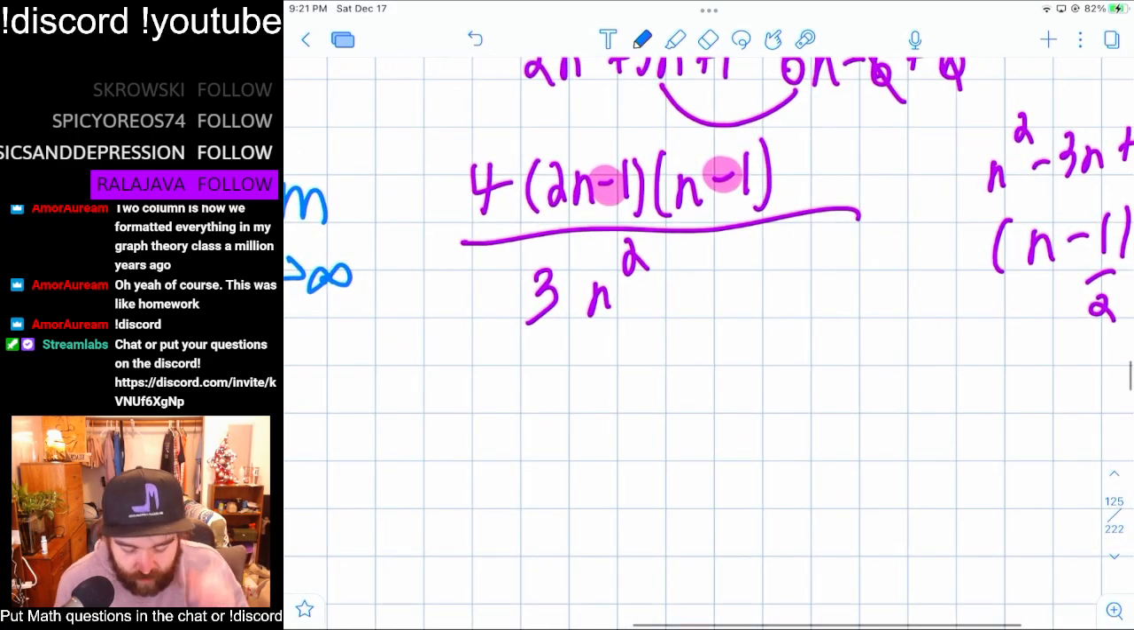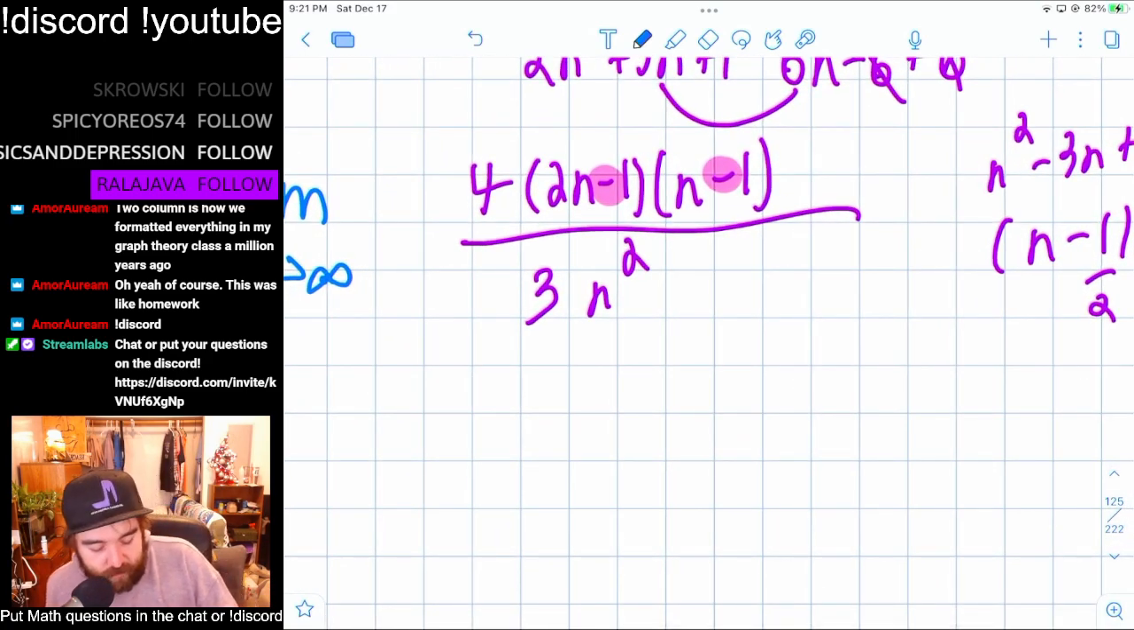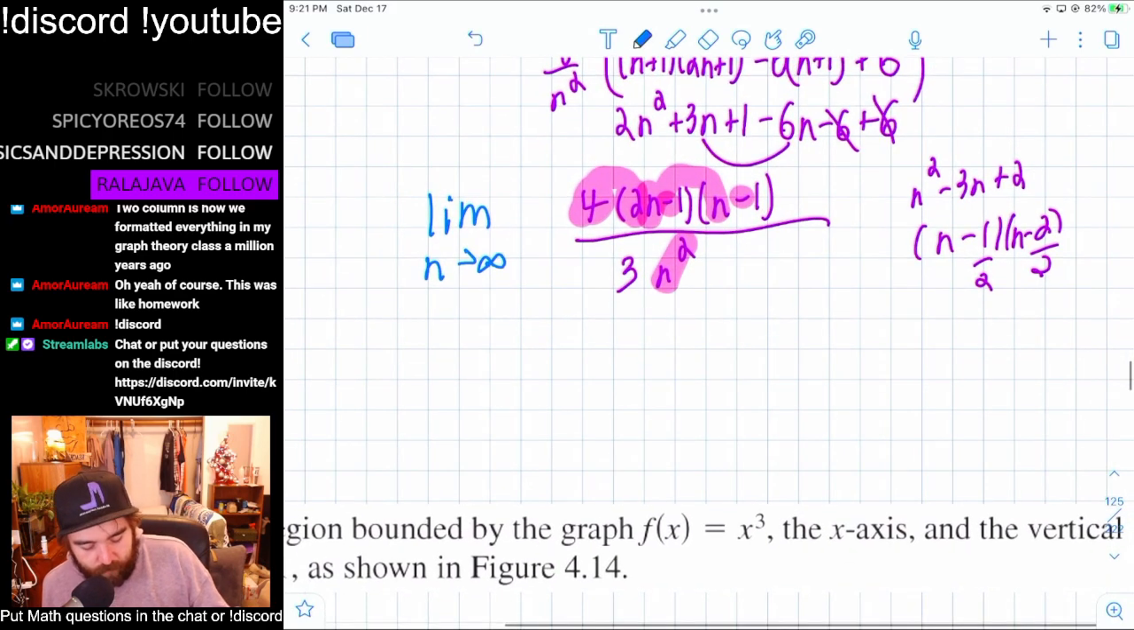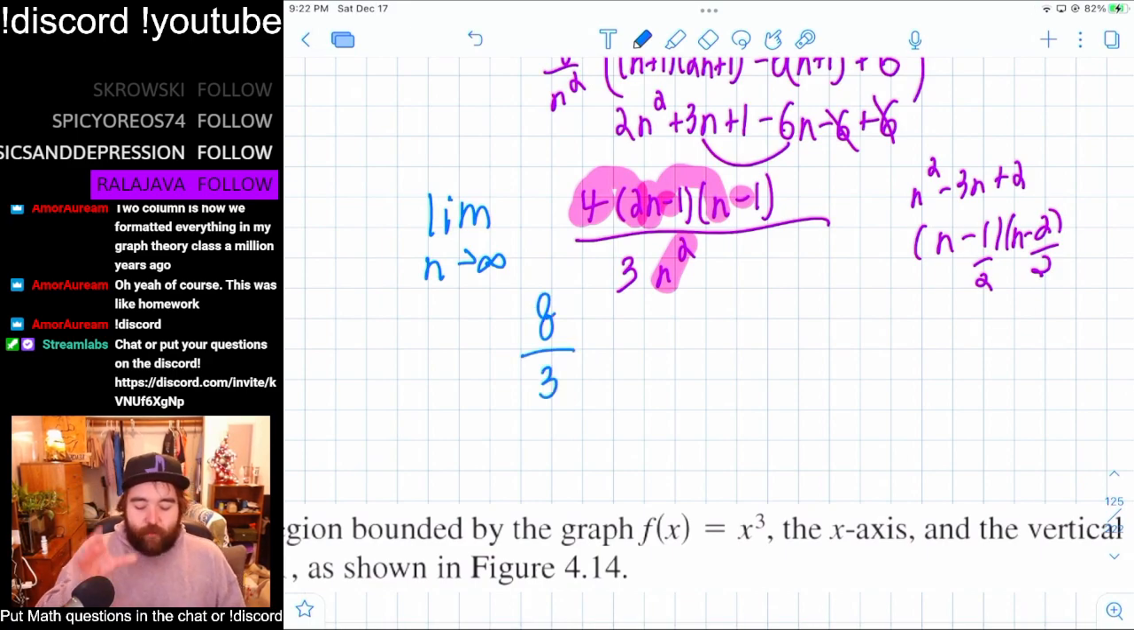And if we do that with like our horizontal asymptote ideas, look how on the top you have n squared, and on the bottom you have n squared. So the answer is just the coefficients, which is 2 times 4, 8 over 3. So using that formula, we get that the actual area, if we use an infinite number of rectangles, is 8/3.